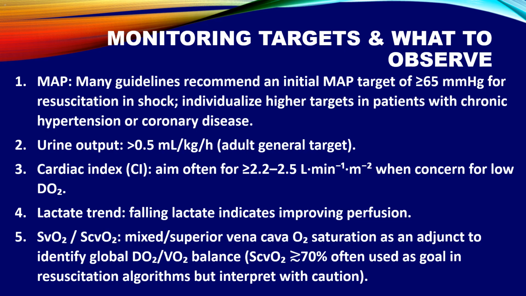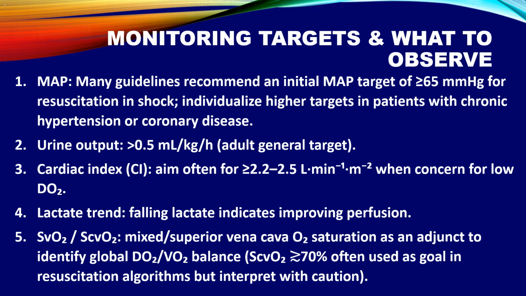2. Urine output. Aim for a urine output of greater than 0.5 ml per kilogram per hour as a general target in adults, indicating adequate renal perfusion. 3. Cardiac index. Cardiac index of greater than or equal to 2.2-2.5 L/min/m² when there is concern for low oxygen delivery. 4. Lactate trend. A falling lactate level indicates improving perfusion and tissue oxygenation, serving as a marker of resuscitation effectiveness.